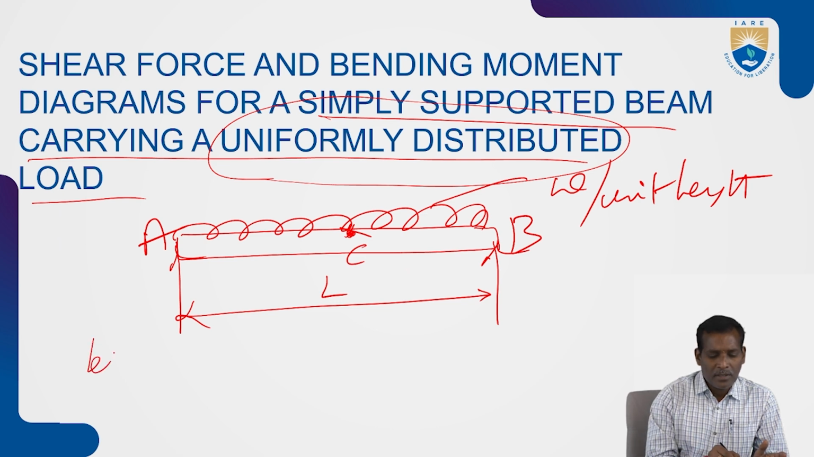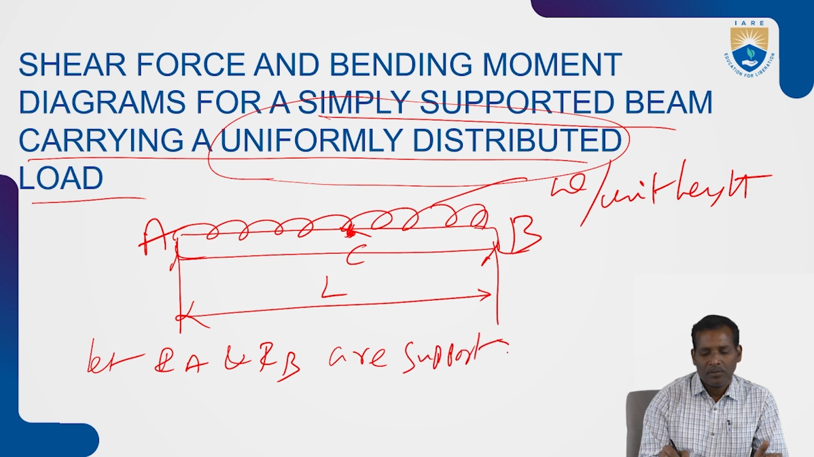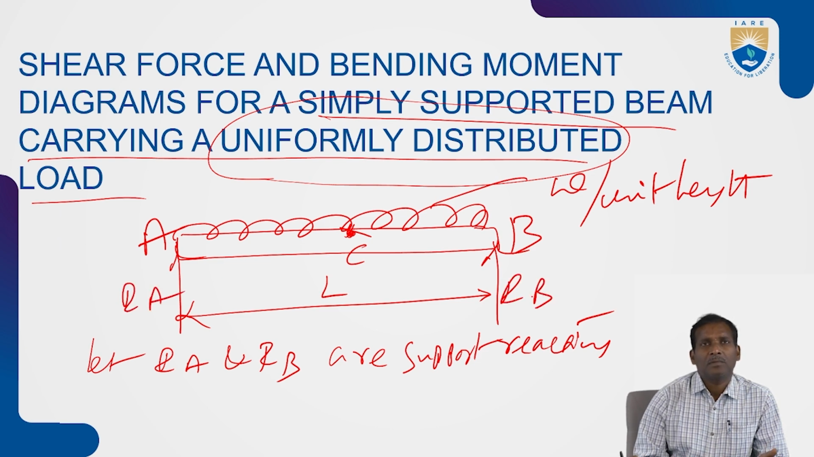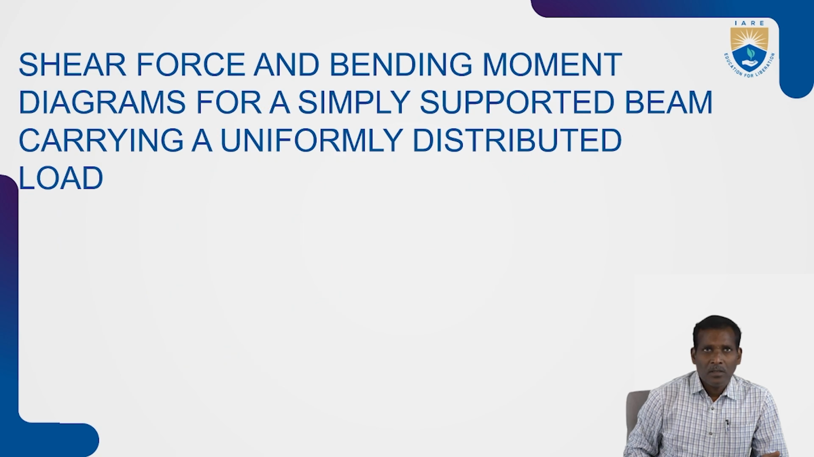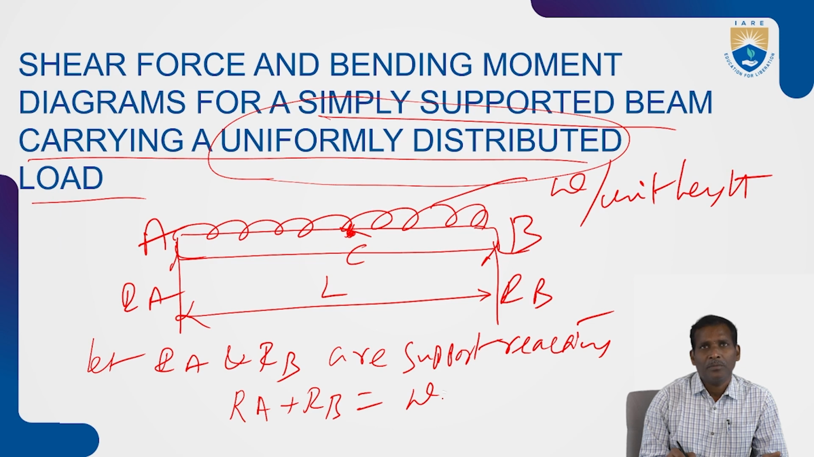Let us assume RA and RB are the support reaction forces. So RA and RB are the support reactions. Now, the force acting on this beam is RA plus RB is equal to W into L. So the total load of the UDL, W per unit length.